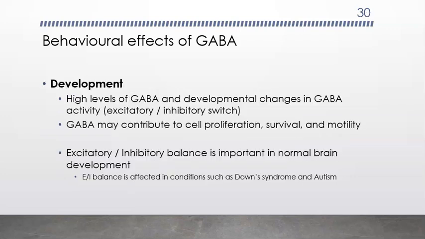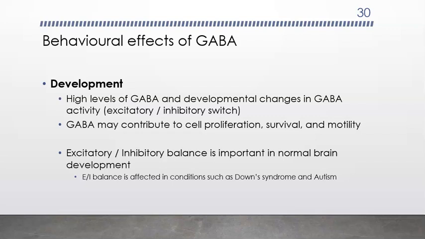In development, I mentioned the role of GABA with that inhibition, and high levels of GABA and developmental changes in GABA activity leads to that excitatory inhibitory switch. So again, we're not turning off all the excitatory, we're just decreasing the amount of excitatory and increasing that inhibitory. GABA may also contribute to cell proliferation, survival, and motility.